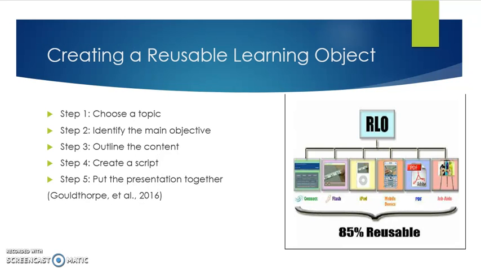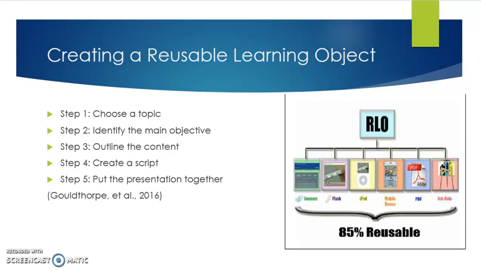So when you're thinking about creating a reusable learning objective, what you need to do first is choose your topic. Then you would want to identify what your main objective is going to be and make sure that you specify that so that people know what this learning object is going to be used for. Next, you would want to outline your content. So think of what you need to say, how you're going to say it, that sort of thing. You want to keep in mind when you're doing this who your audience is going to be and who's going to benefit from this learning.